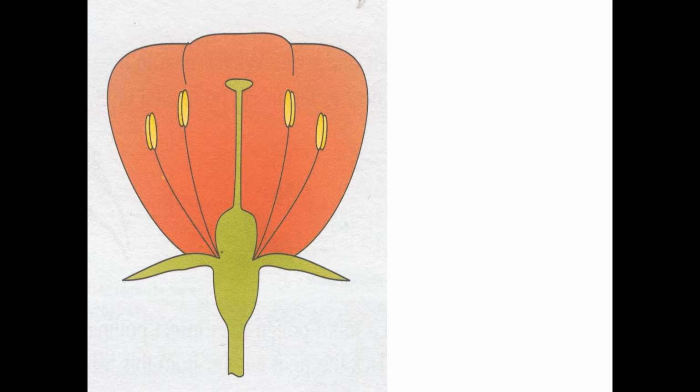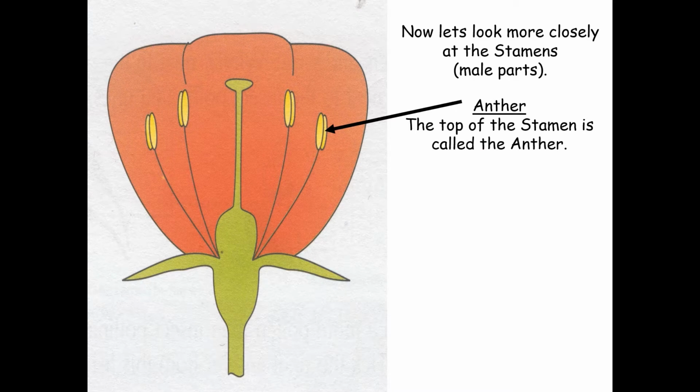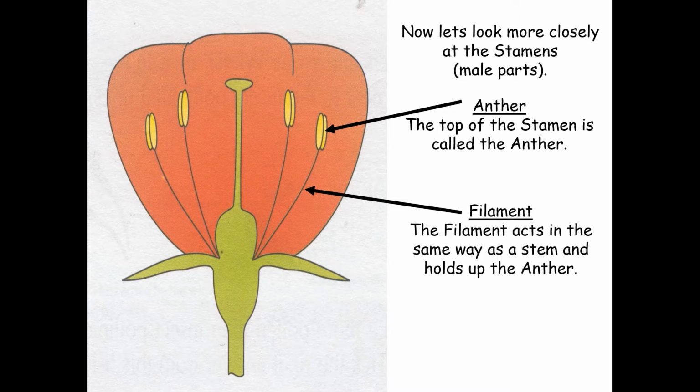So let's look more closely at the stamens. These are the male parts. The top of the stamen is called the anther, and the stalk that it stands on is called the filament, and it acts in the same way as a stem, and it holds up the anther. When you're looking at the anther, you see that it's usually covered in a very yellow sort of material. What do you think that powder is called? Okay, we'll come to that in a little bit.